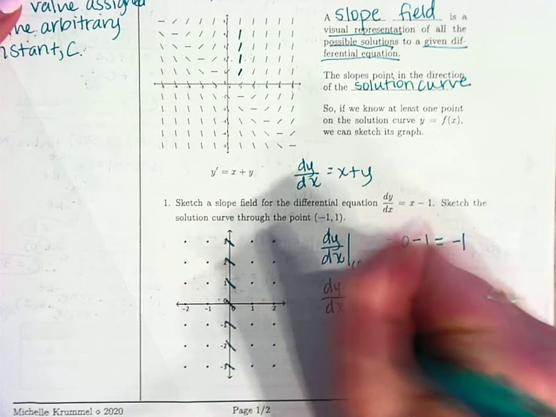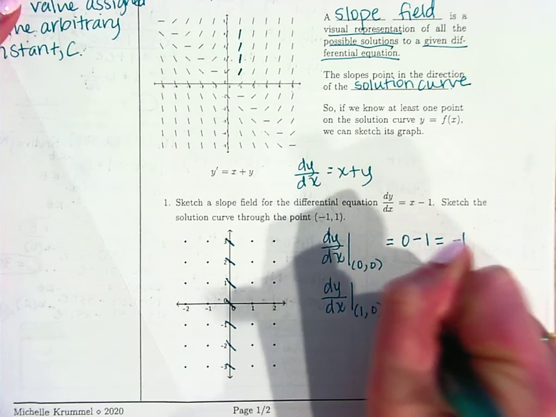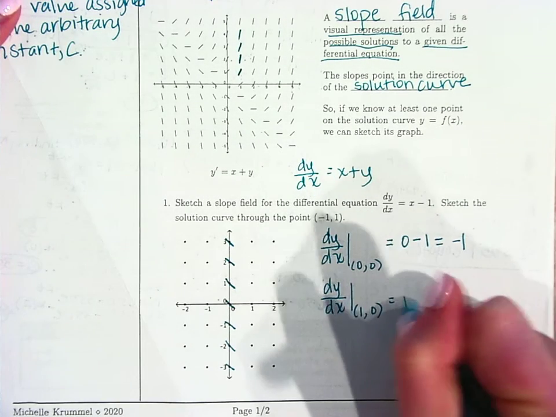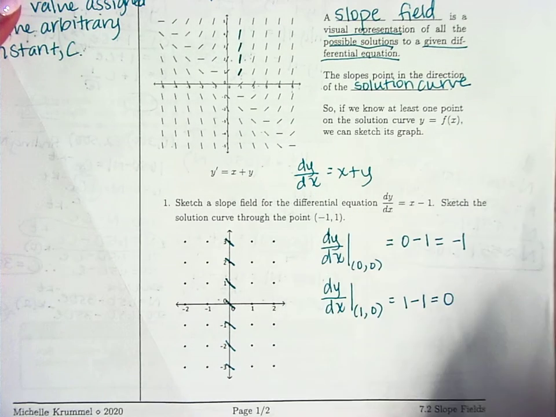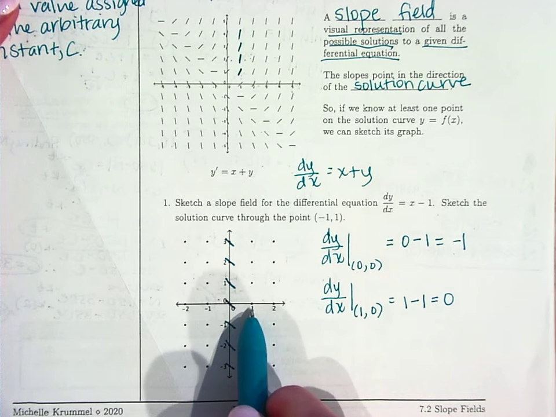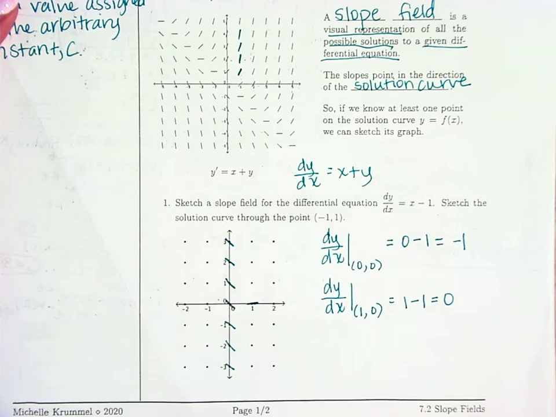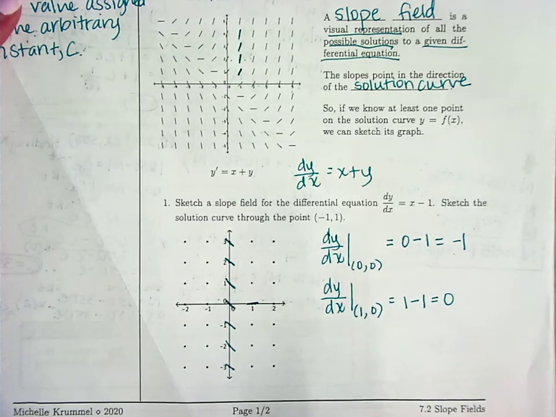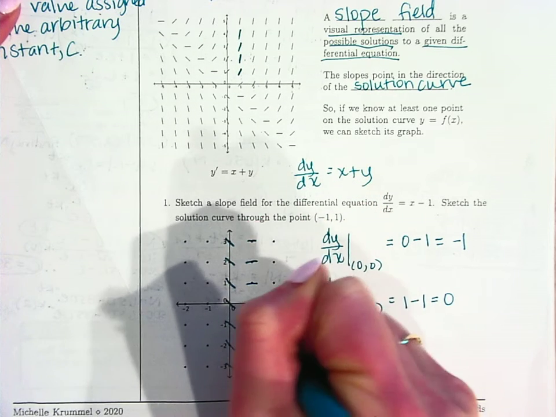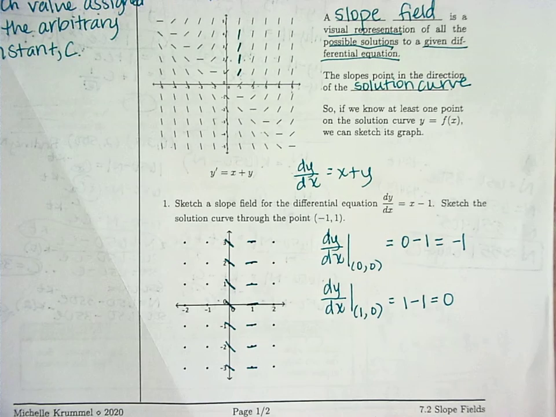Okay, now let's look at what it is when our x-coordinate is 1. So if we plug that in, we have 1 minus 1, or 0. So at 1, 0, the slope is 0. A line that has a slope of 0 is just a horizontal line. So now we know that every point along this vertical is going to have a slope of 0.